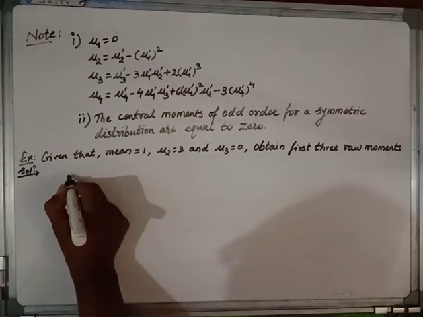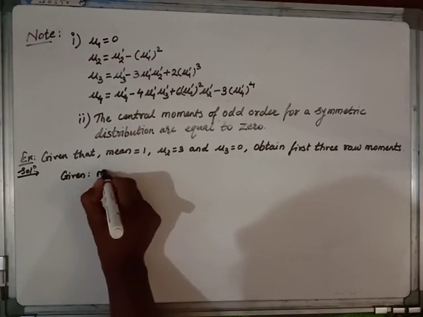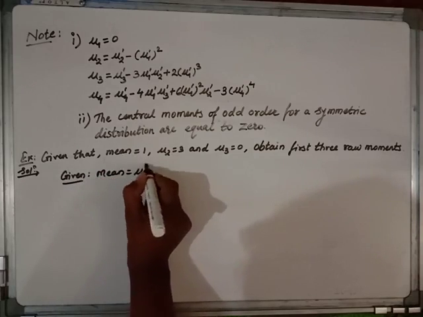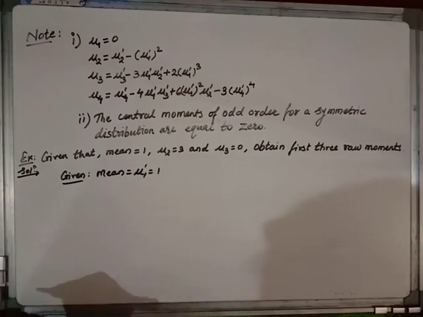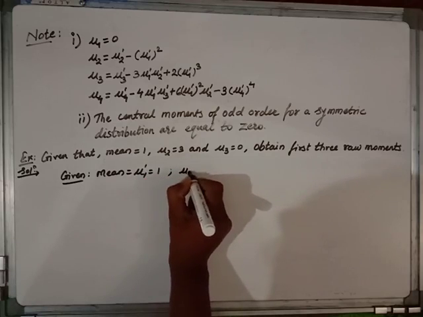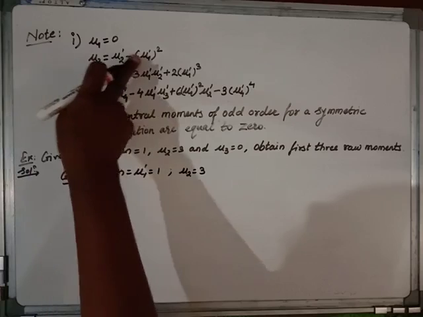What is given to us? Given mean. Mean, if you remember, is nothing but mu1 dash. Mu1 dash is 1. Another thing given is mu2, the central moment, which is 3. This left-hand side is given to us.